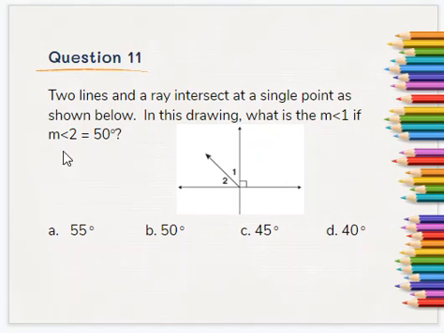Question 11. 2 lines and a ray intersect at this single point in this drawing. What is the measurement of angle 1 if angle 2 equals 50 degrees? Is it choice A, 55 degrees, choice B, 50 degrees, choice C, 45 degrees, or choice D, 40 degrees? Again, look at your diagram and look at the relationship of your angles.